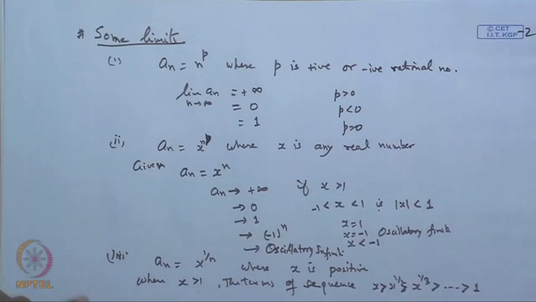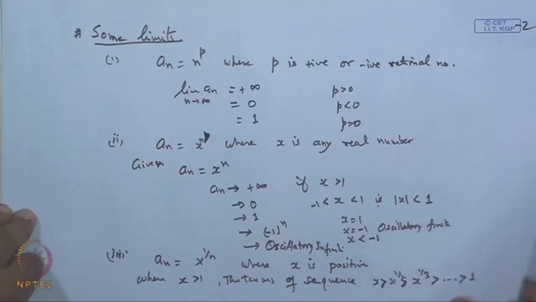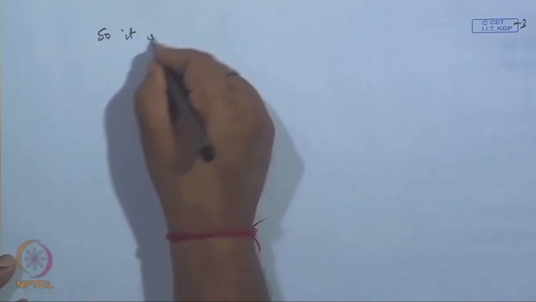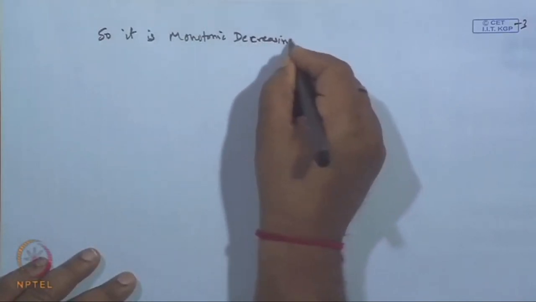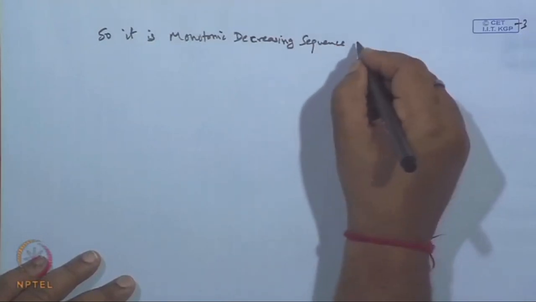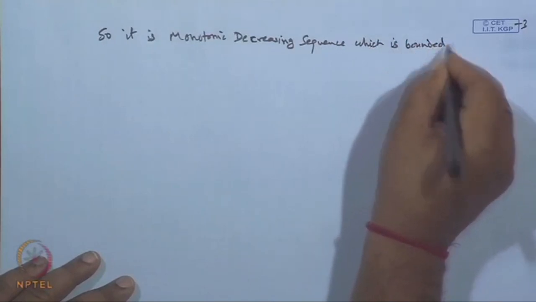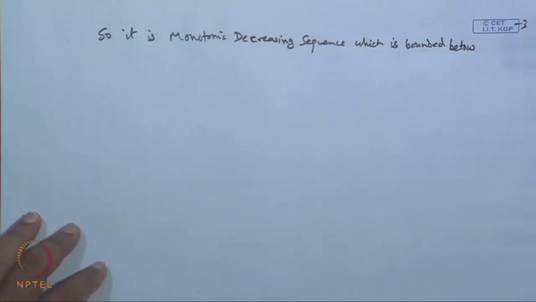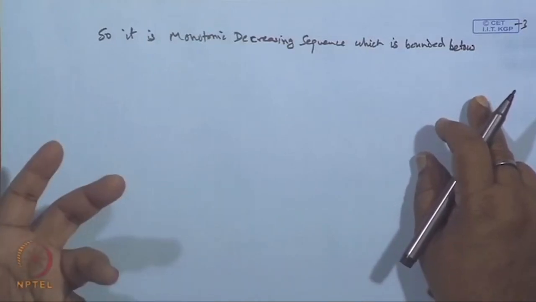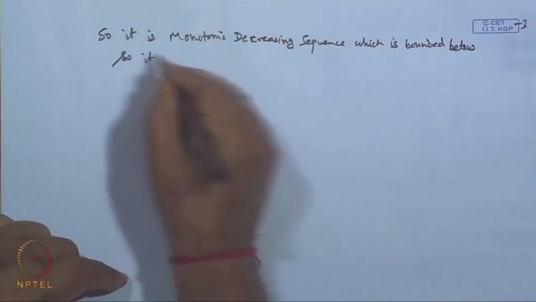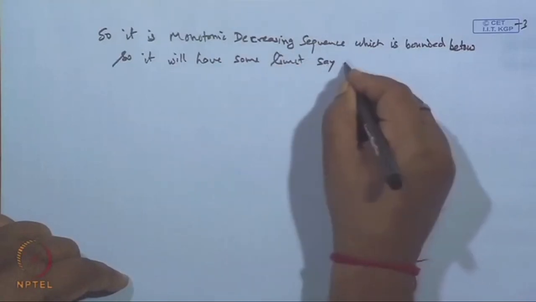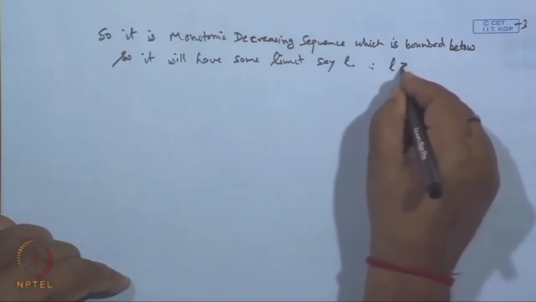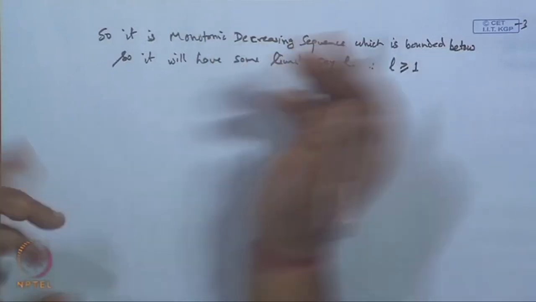It means it is a monotonic decreasing sequence bounded below, is it not? So it is a strictly decreasing sequence which is bounded below. A monotonic decreasing sequence bounded below must have some limit, because every bounded monotonic sequence has a limit. It will have some limit, say L, and this limit L will be either greater than 1 or equal to 1.